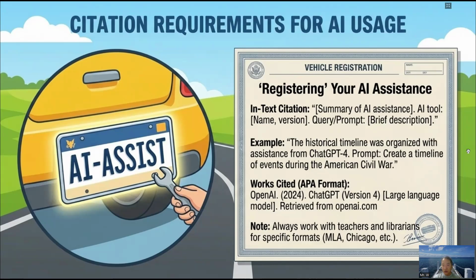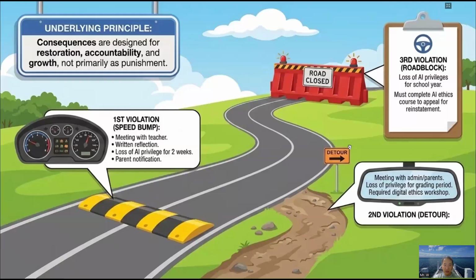And so how do we do that? These are kind of the ways to implement that. How do we deal with violations? We can have several violations. First violation, talk about meeting with teachers, loss of privilege. Second violation is doing a detour, requiring the digital ethics workshop again. So you're going to have to go back and redo the testing, kind of like drivers. And if you abuse the privilege, you get your license revoked. You have to go back to school, possibly losing it for a year or two. Kind of the same mentality.